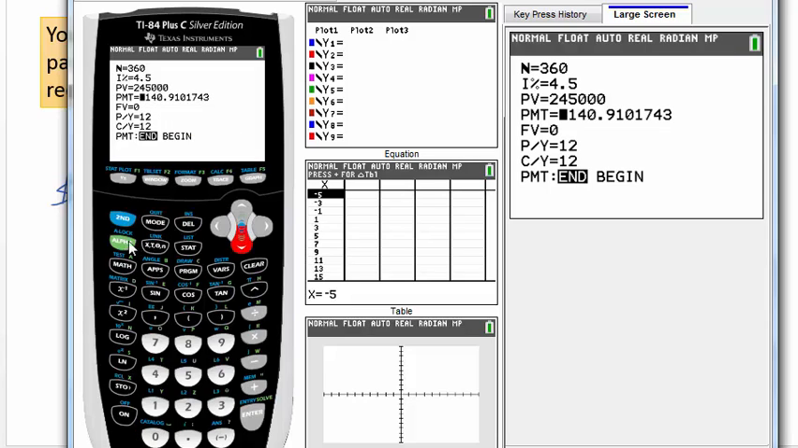Now, does this mean my payment's $140.91? Nope, I haven't hit alpha solve yet. I wish that's what my payment was. So that gives me a payment of $1,241.38 if I round.